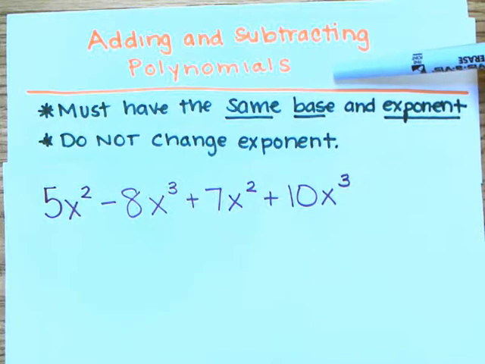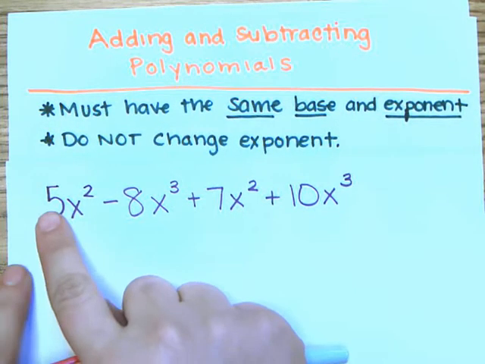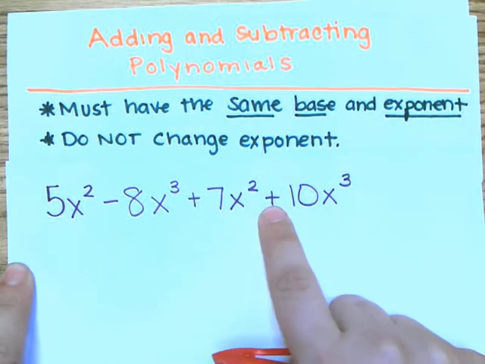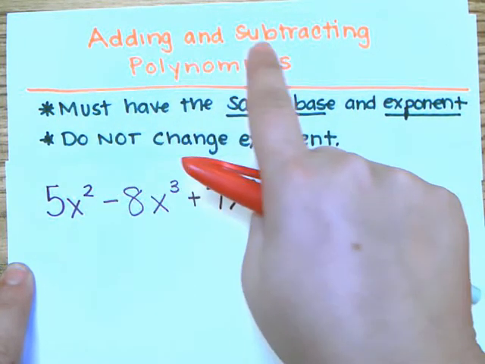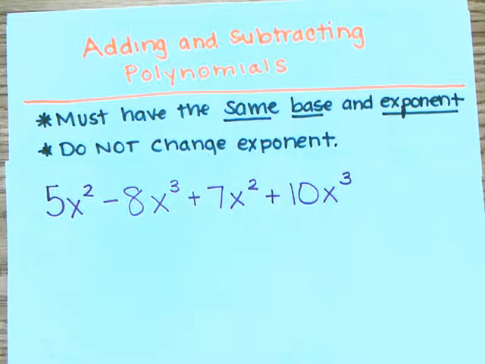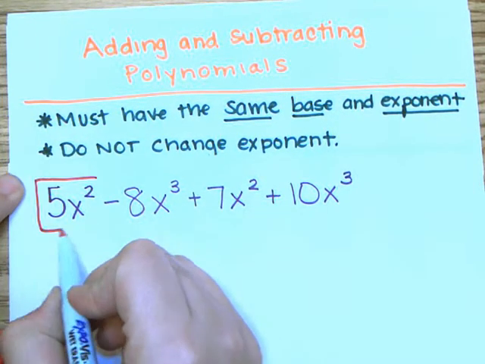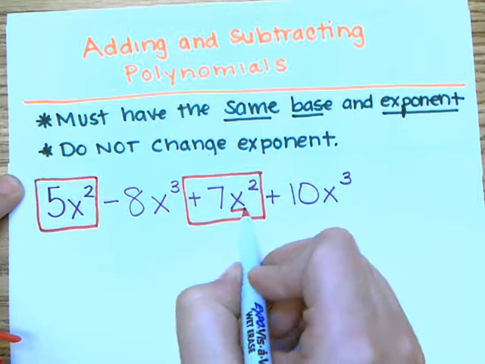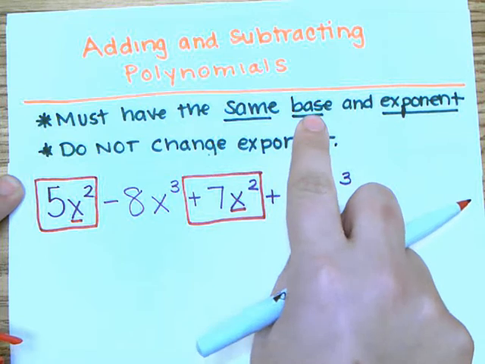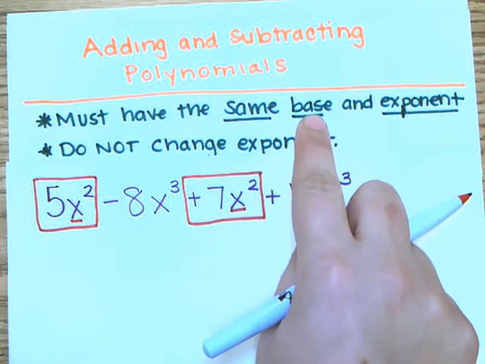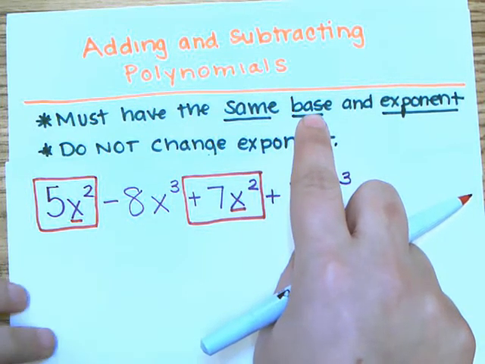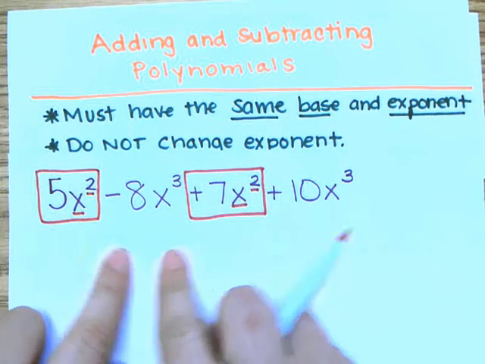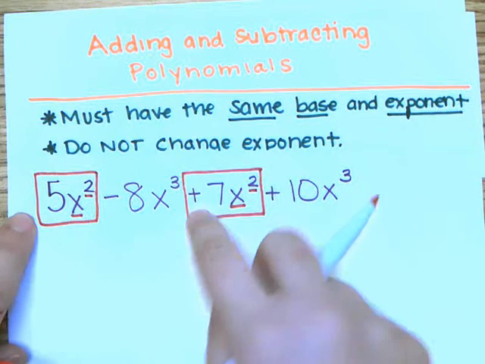So the way we know we are going to use this rule is when we read this, it says 5x squared minus 8x cubed plus 7x squared plus 10x cubed. We are adding and subtracting. So we can combine the 5x squared with the 7x squared because they both have x's, so they have the same base. And remember, a base is what has an exponent on the top right-hand corner. And they have the same exponent. So we are allowed to combine those, and we're going to add them because they're both positive.